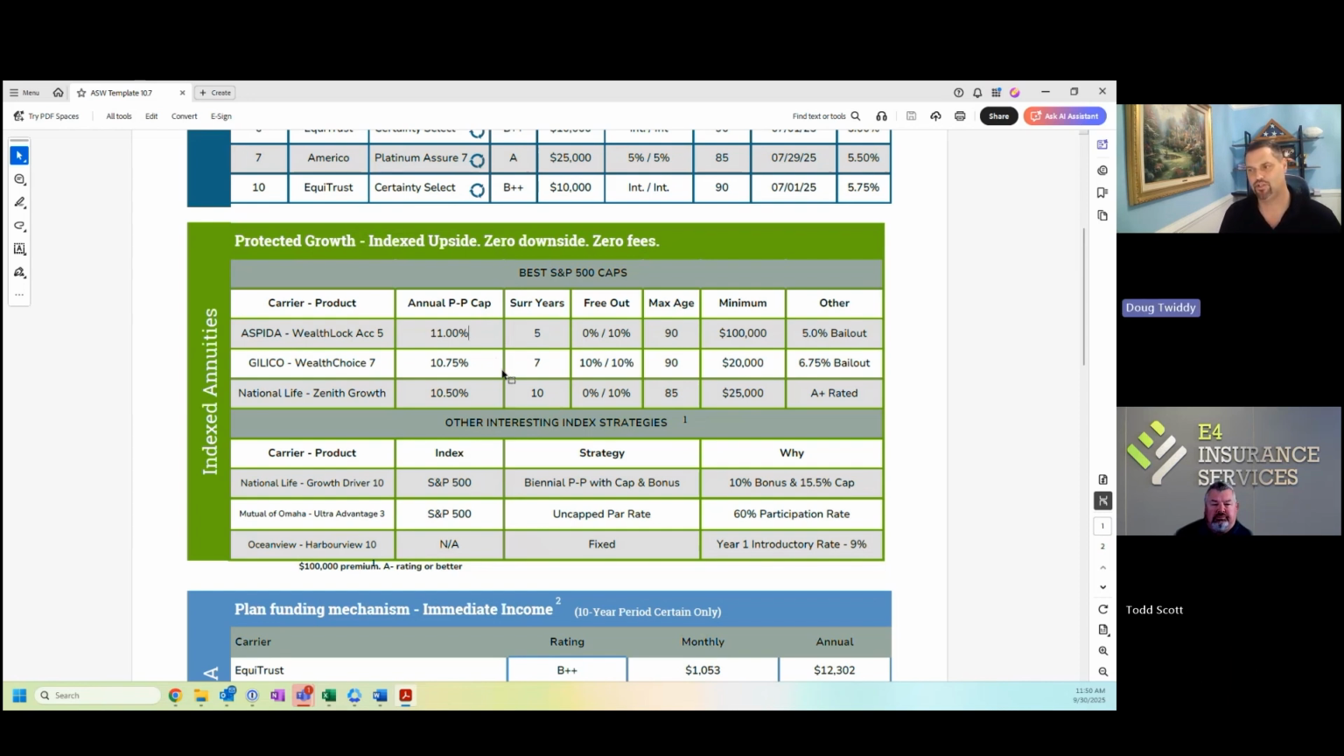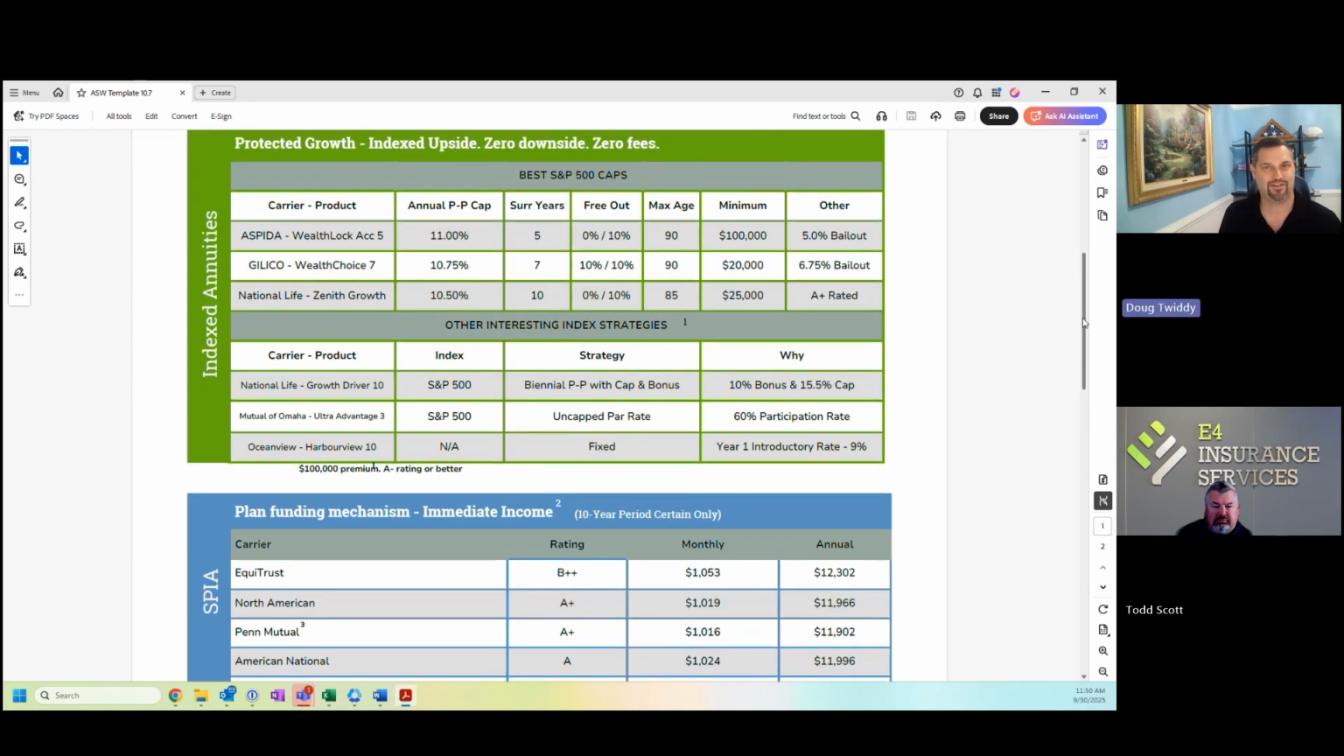Outside of an S&P 500 generic cap, we will show 3 other options that could be interesting. A lot of times they stick to the S&P 500 still, just because it's a great index to run with. Sometimes we'll show something else, though, if we feel that it warrants it. In these particular cases, we're looking at things like a biennial point-to-point, which simply means it's over a 2-year span, right? And this product comes with a 10% day 1 premium bonus. So you get a nice bump guaranteed on day 1, and then you can get up to 15.5% every 2 years. That's the cap on it.